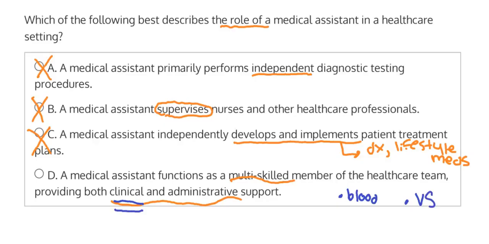But you also would be working in an administrative role in some capacities. Maybe you're helping to schedule appointments. Maybe you're helping with the logistics of where patients should go next. Maybe you're helping with insurance information, which is more administrative.